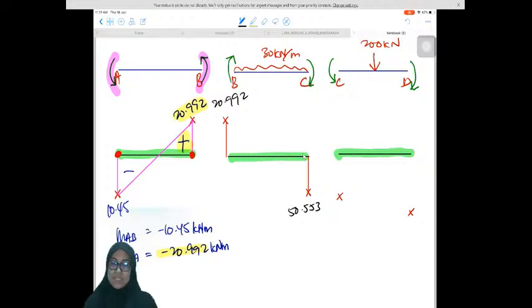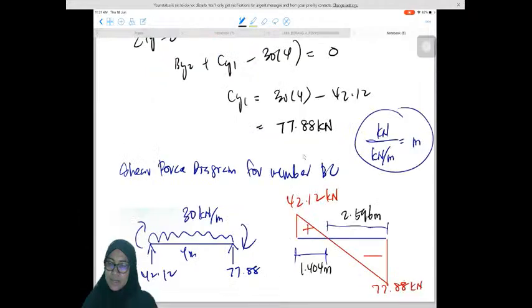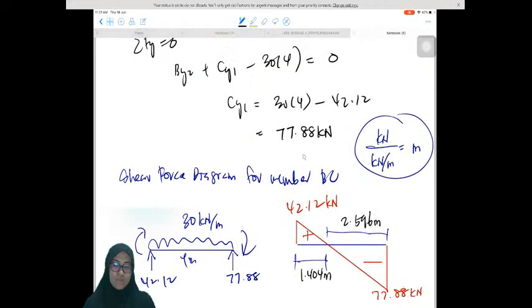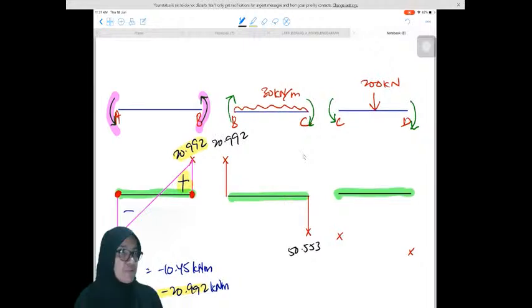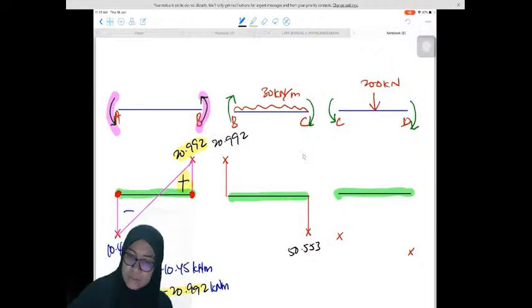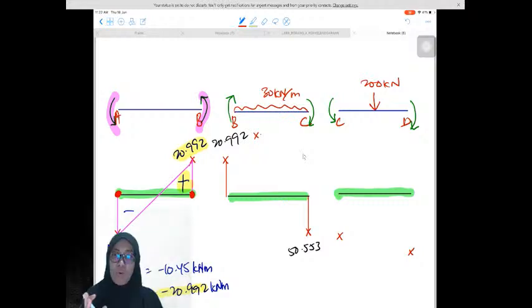20.992 plus the area. Okay, the area is 0.5 times 42.12 times 1.404. It is equal to, okay, the maximum moment in the bending moment diagram is 50.56. So somewhere here, 50.56. Okay, the distance is about 1.404.